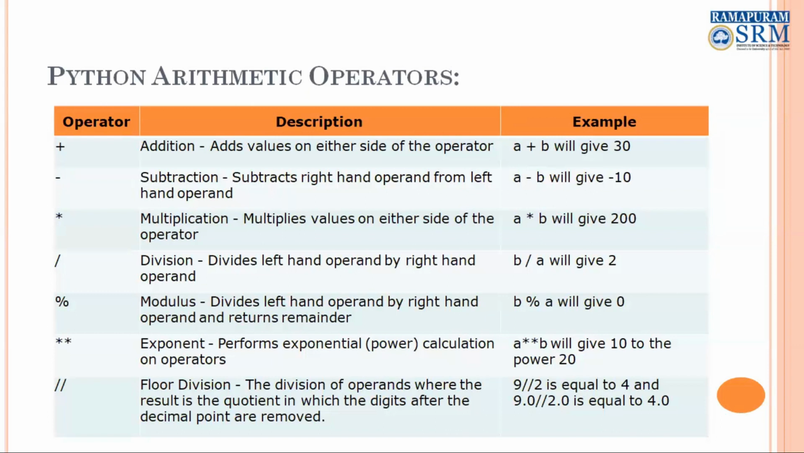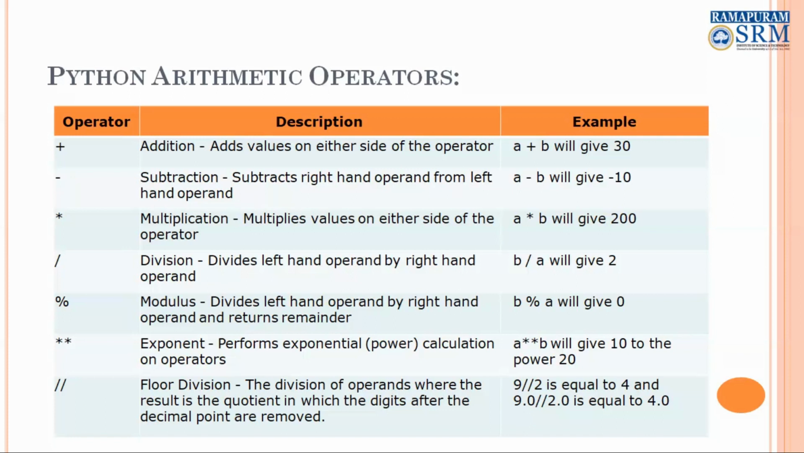And the division operation. Division helps you find only the quotient value. It never considers the remainder value. The remainder is obtained using the modulus symbol, which is called the mod operator. Double asterisk represents the power operation, or we simply call it the exponential operation.